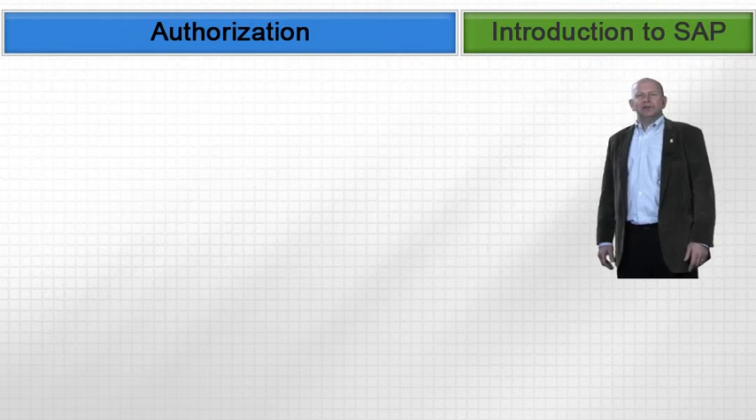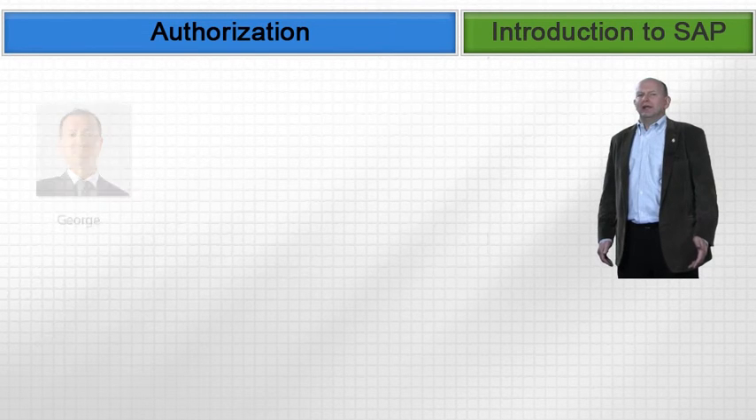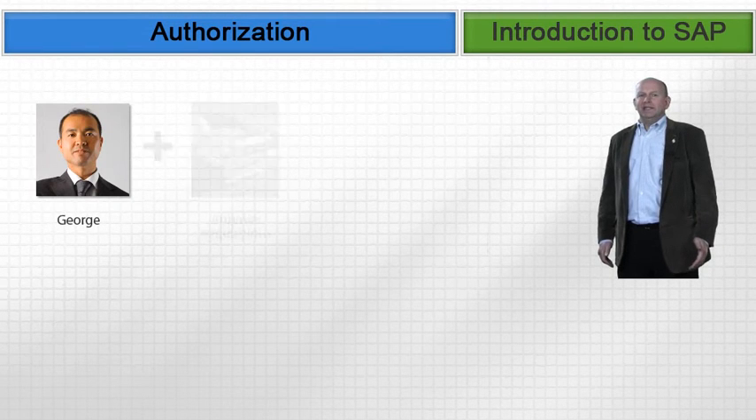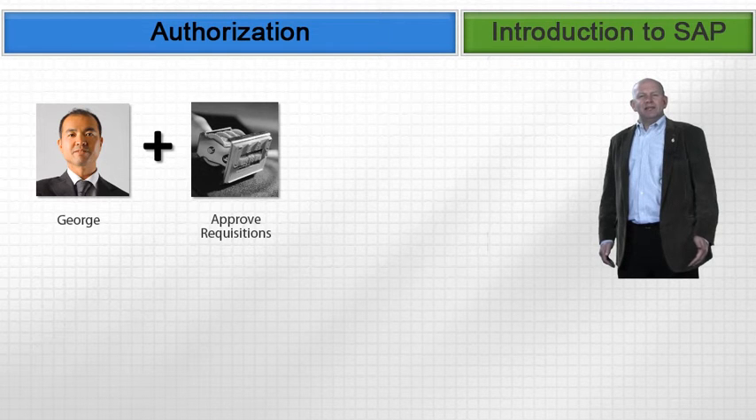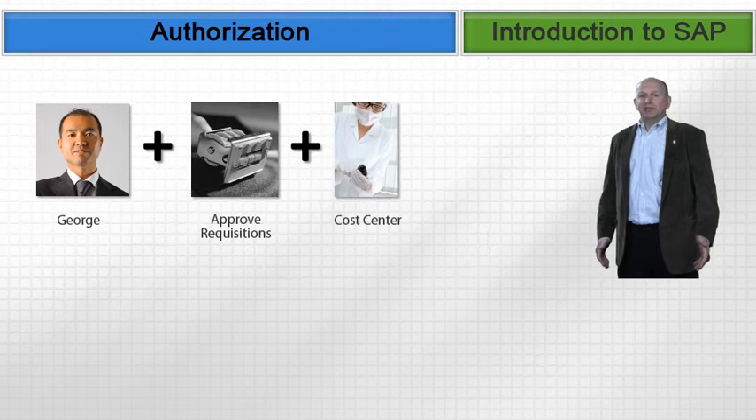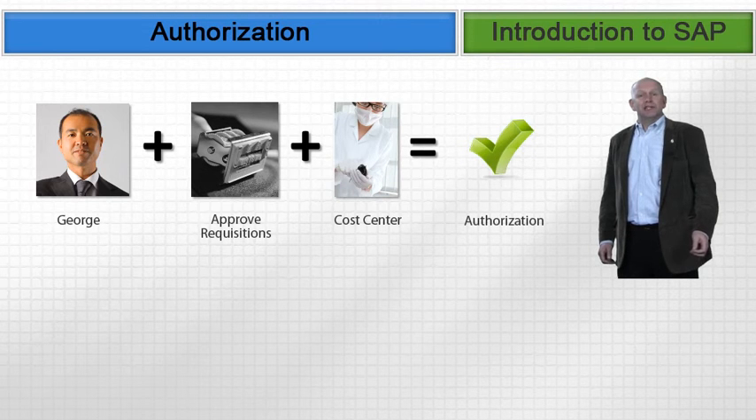Let's take a moment to talk about authorization. An SAP authorization is the permission in SAP that determines what you can do and where you can do it. An authorization is comprised of three parts: the person with a Kerberos ID, the function within SAP this person can perform, for example reporting or requisitions, and finally the qualifier, which determines where you can perform the function, such as a profit center or cost object.